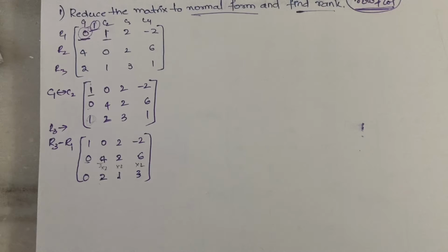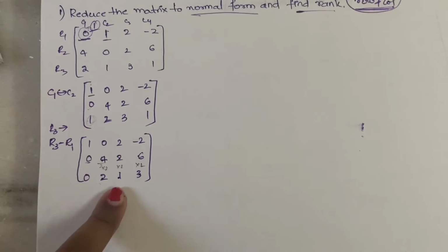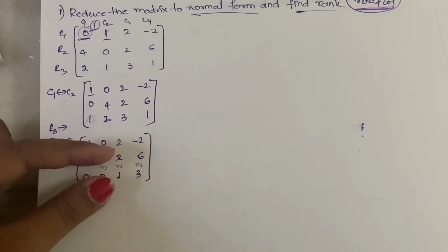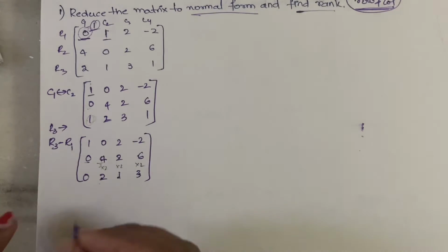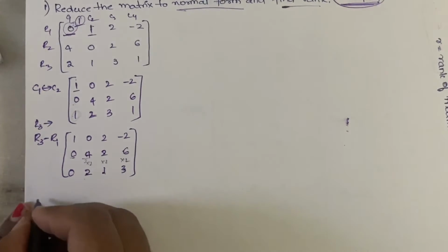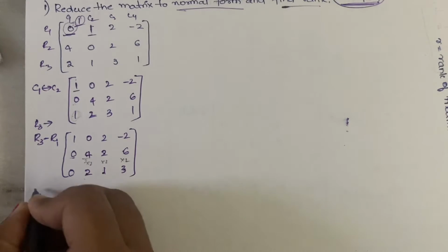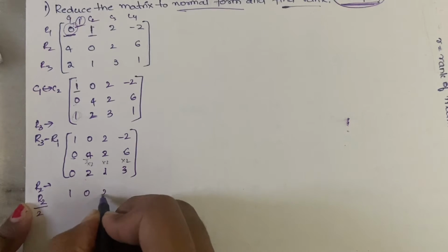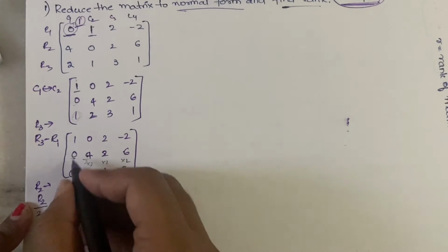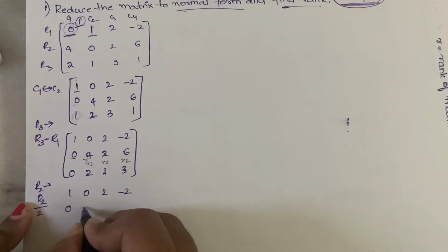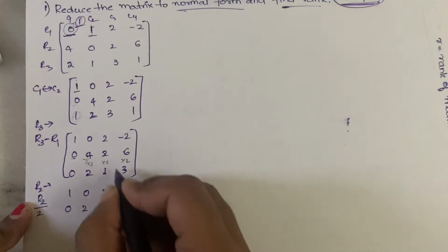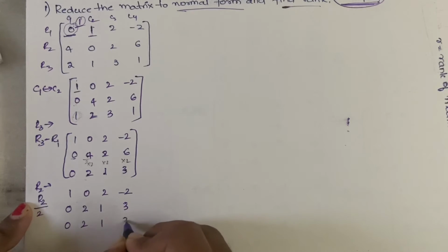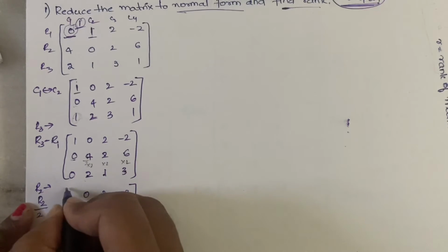So you can also do this into 2, but let us do R2 divided by 2, then these two rows will become same. So now what is our operation? R2 by 2. R2 tends to R2 by 2. So you get 1, 0, 2, minus 2. Next, 0 by 2 is 0, 4 by 2 is 2, 2 by 2 1, 6 by 2 is 3. 0, 2, 1, 3. Done.